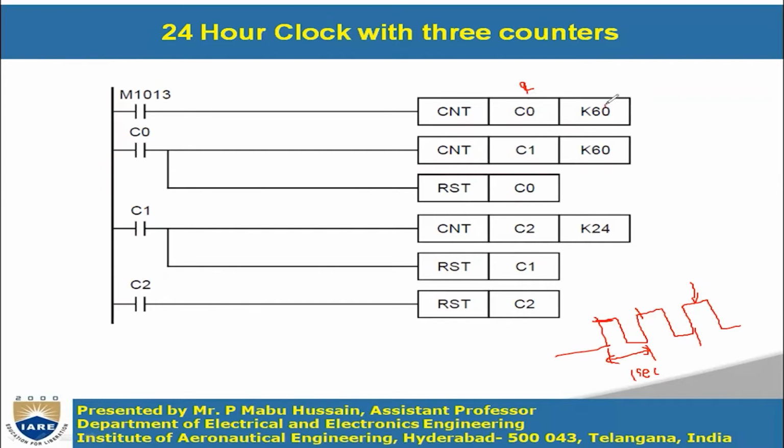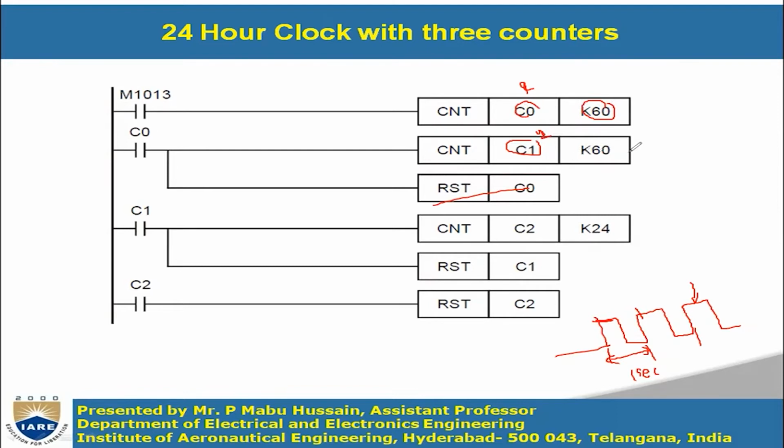Whenever it reaches 60, what happens? C0 will be energized. That C0 will increment the counter value of C1 by 1. C1 is the minute counter, so whenever 60 seconds is reached, the minute counter will increment its value by 1. At the same time, C0 has to be reset to 0. That means after 60 seconds is over, it will reset to 0, and the minutes counter will be incremented by 1.